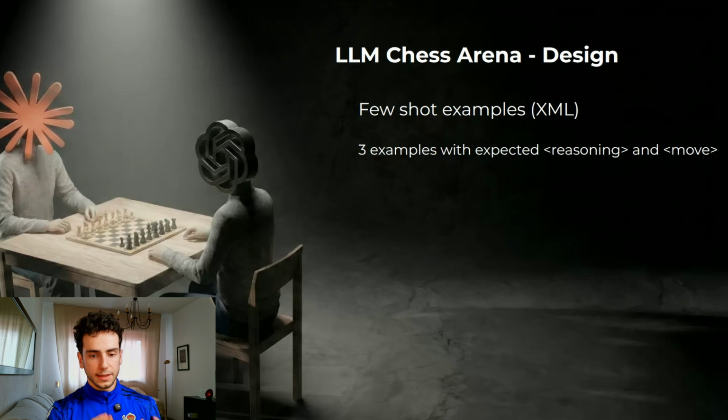We use a technique called few shot prompting. Basically, we write down what the output has to look like, with the reasoning and with the move in XML format, and we just give it 3 examples of, hey, this is what your responses have to look like. This is super helpful to make AI responses more consistent. Not only here, it's used in all kinds of AI workflows.